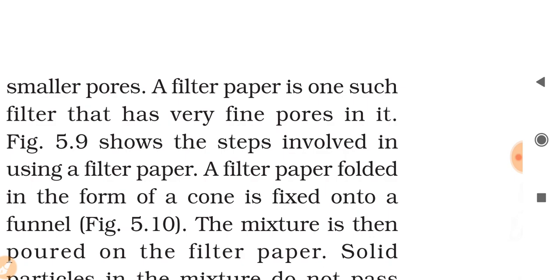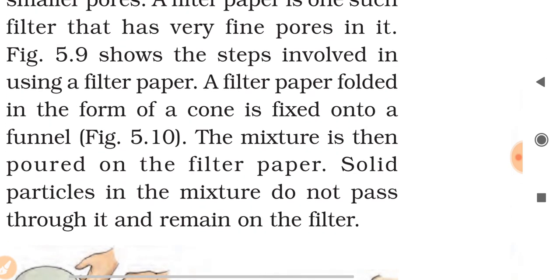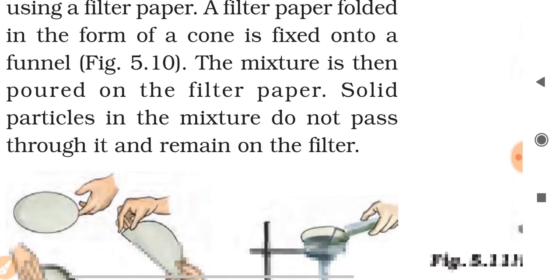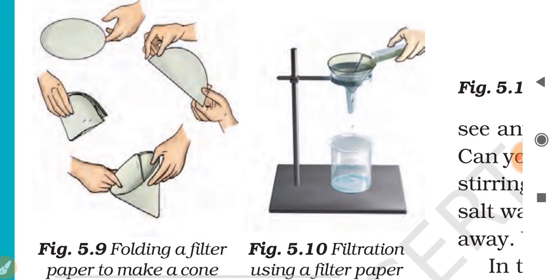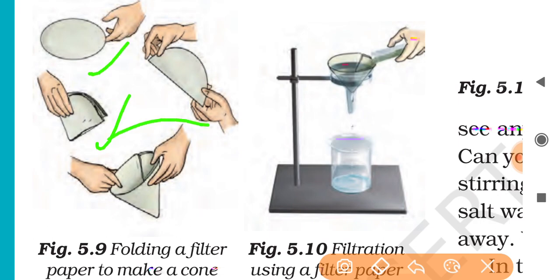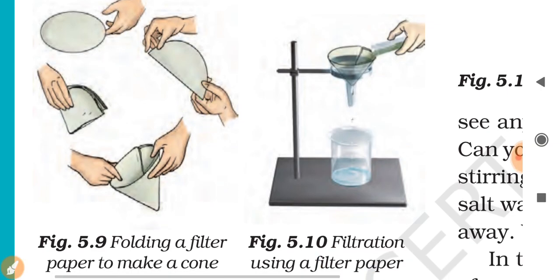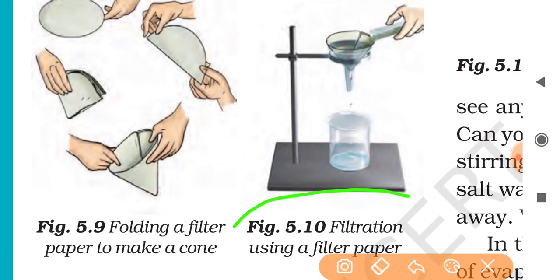Figure 5.9 shows the steps involved in using a filter paper. A filter paper folded in the form of a cone is fixed onto a funnel. The mixture is then poured on the filter paper. Solid particles in the mixture do not pass through it and remain on the filter. You can see figure 5.9, folding of a filter paper to make a cone. Okay, this is a filter paper and we just fold it like that, it will become a cone-shaped structure. Okay, then we use the filtration process with a filter paper here.